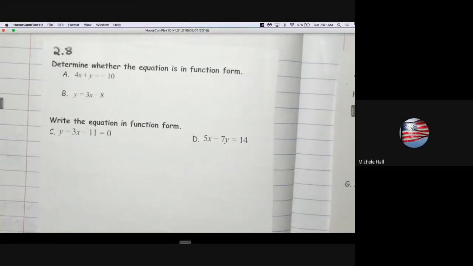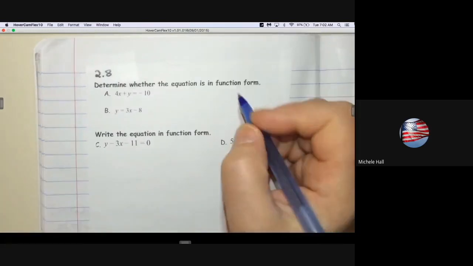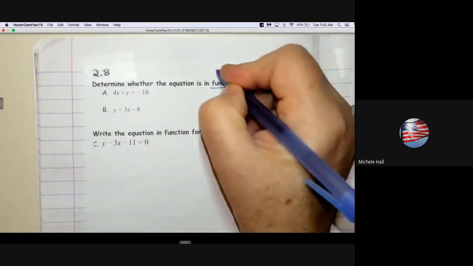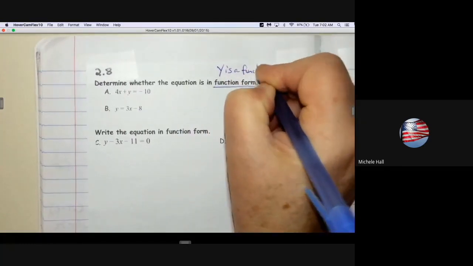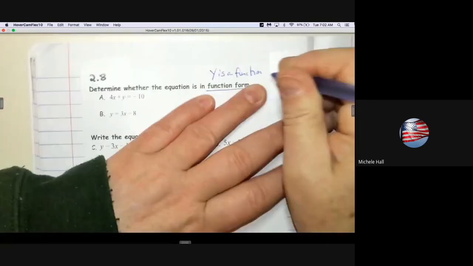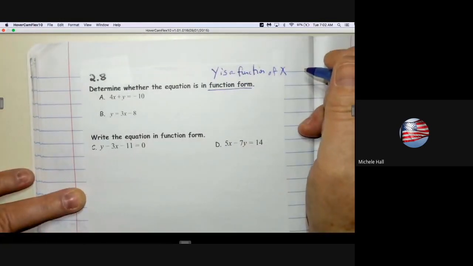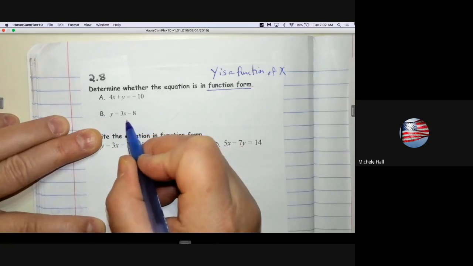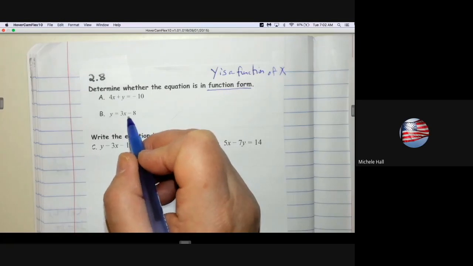Determine whether the equation is in function form. We want to write this so that y is a function of x. Function form means that y is a function of x. Here we can see that y equals something of x. So this one would be in function form.